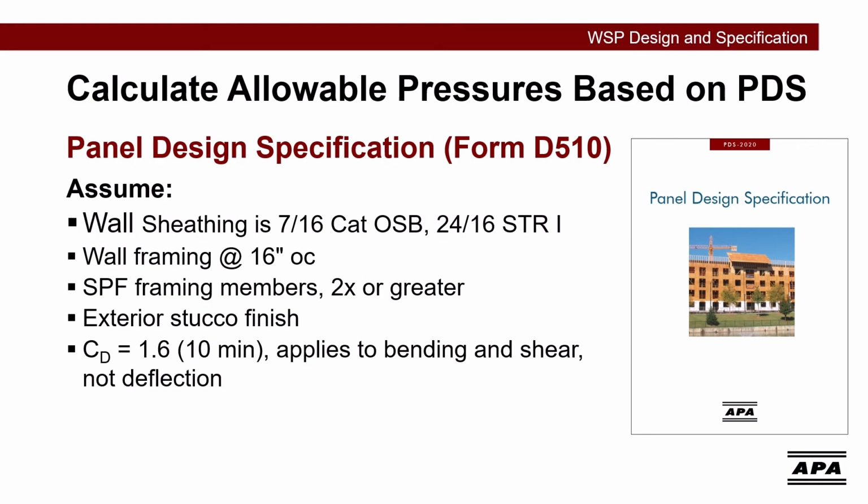The duration of load factor, C sub D, is 1.6 for short-term load durations of 10 minutes associated with wind loads. It's important to note that the duration factor applies only to bending and shear capacities and not to deflection. We'll reference Form D510 to determine the base allowable stresses for the panel type, then apply C sub D and any other relevant adjustment factors. From there, we can calculate the allowable uniform pressure the panel can resist based on span and loading conditions. This process ensures that both structural strength and serviceability, such as deflection limits, are checked appropriately based on real-world use conditions.